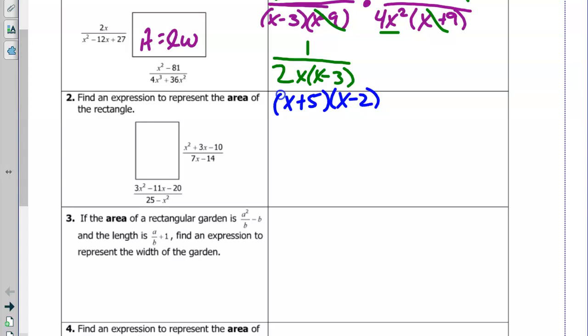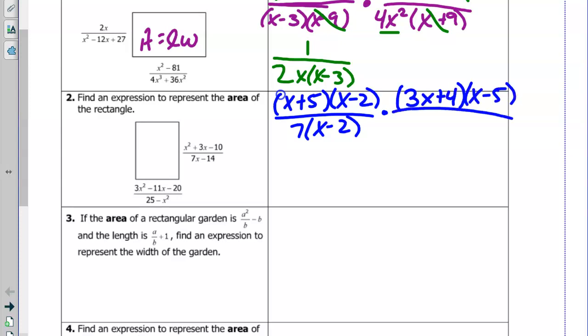Did you do minus 2? Yes. Alright, focus. 7x minus 14. Very good, thank you. Now we're going to multiply. So what did you have? You factored 3x squared minus 11x minus 20: 3x plus 4 and x minus 1. Perfect. And then 25 minus x squared: x minus 5 and x plus 7.